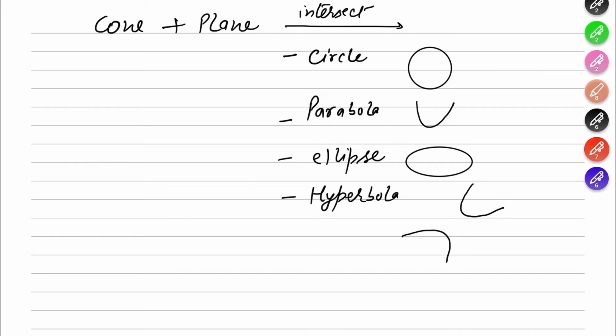We also get other types of conic section. They are just a point, meaning just this one. Or we get a straight line.